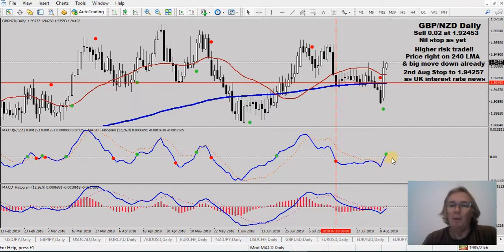Can't yet take a buy because it's not a confirmed cross as such. Even though there's a green dot there, it has to be confirmed. That could roll over today and that dot could disappear. Highly unlikely, but could. So that's a pound New Zealand. That sell's been stopped out. So I'll get rid of all that.